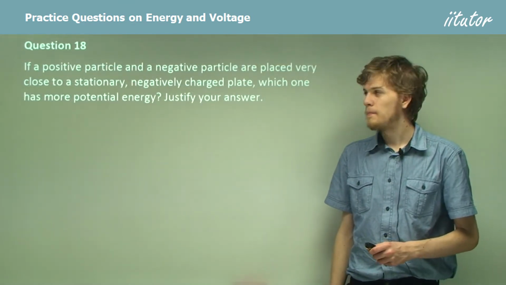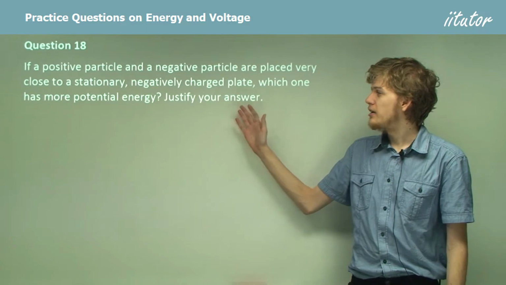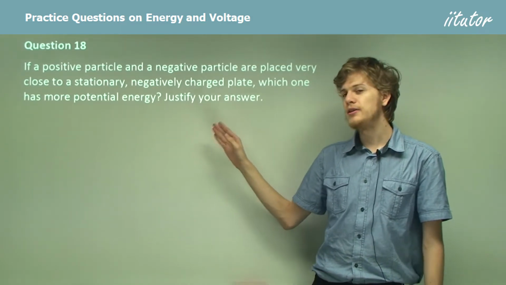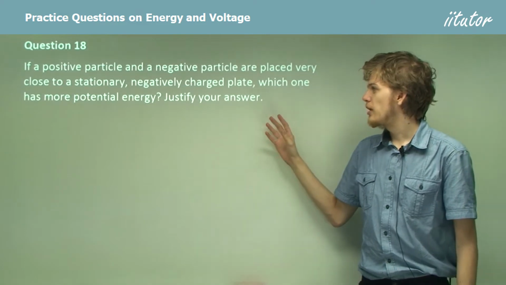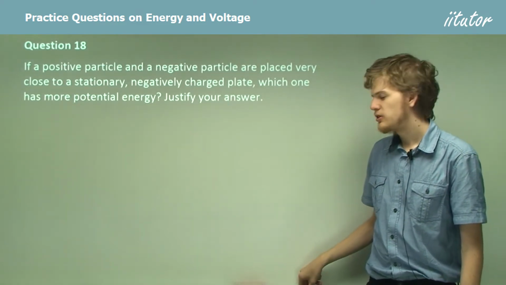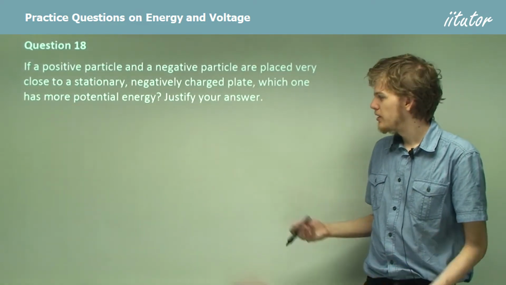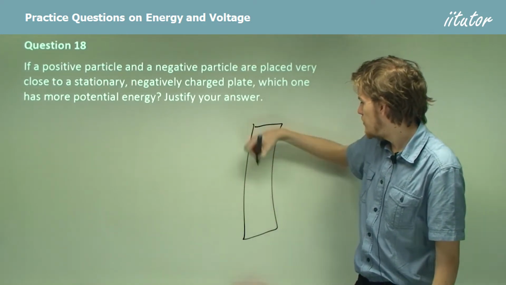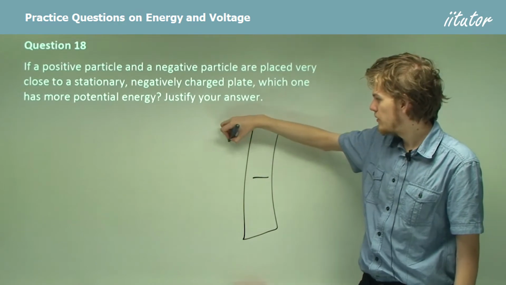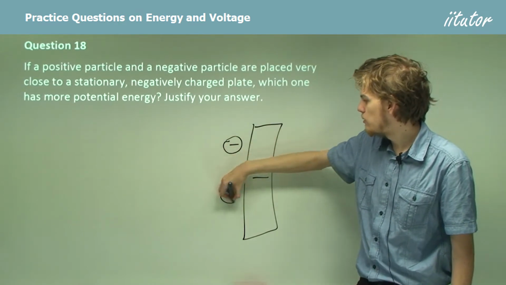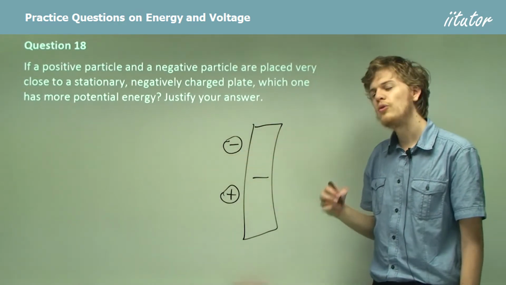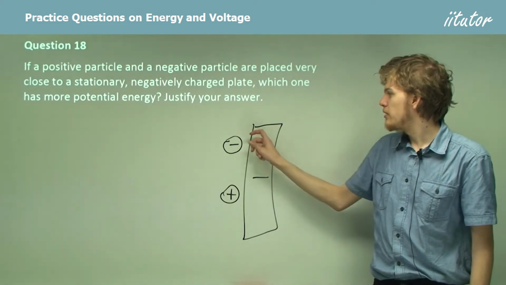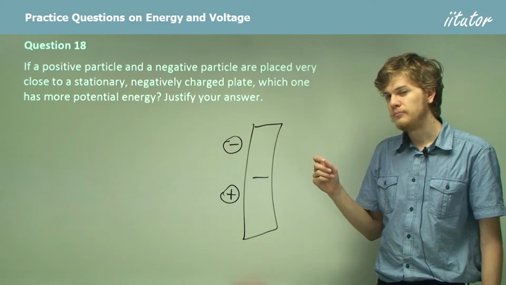Question 18. If a positive particle and a negative particle are placed very close to a stationary negatively charged plate, which one has more potential energy? Justify your answer. So let's draw a diagram so we can visualize this. We have a plate that's negatively charged. We have a negatively charged particle and a positively charged particle right next to it. So the question is, what's going to happen when we release each particle?